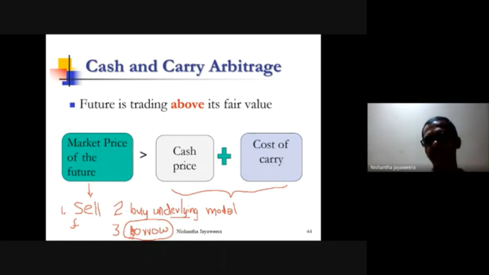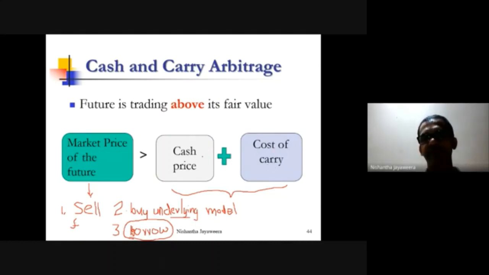This is the intrinsic value, or the fair value, of the futures. This is the market price. So you borrow some amount. That's the cash price that you need to buy the underlying asset, and you have to pay some interest after 3 months.